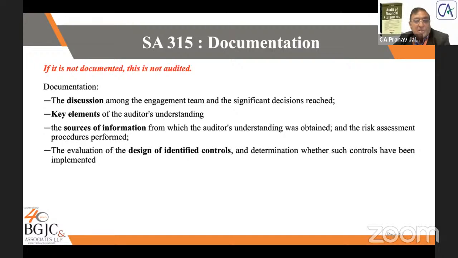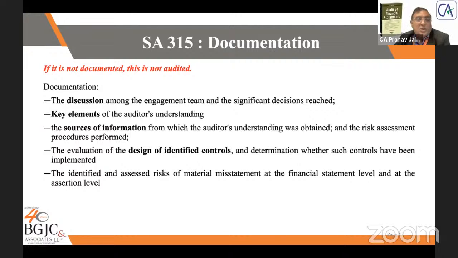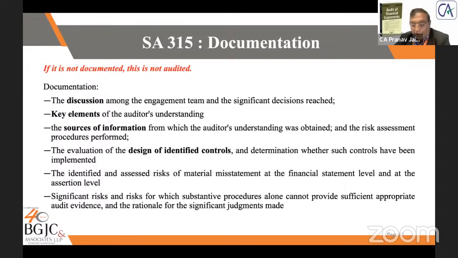What was the evaluation of the design of identified controls and the determination whether such controls have been implemented? The identified and assessed risks of material misstatement at the financial statement level and at the assertion level, significant risks and risks for which substantive procedures alone cannot provide sufficient appropriate audit evidence, and the rationale for significant judgments made.